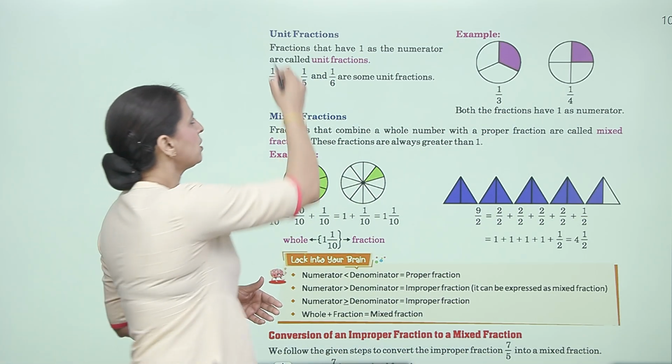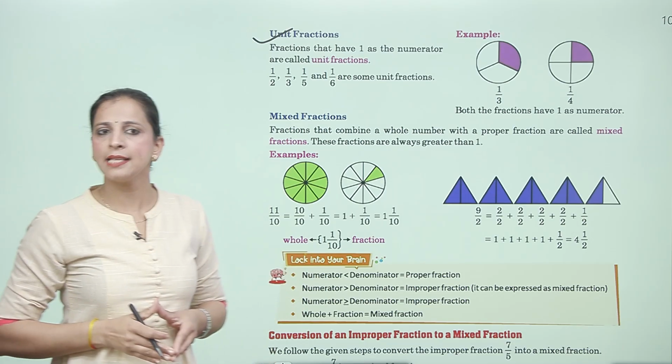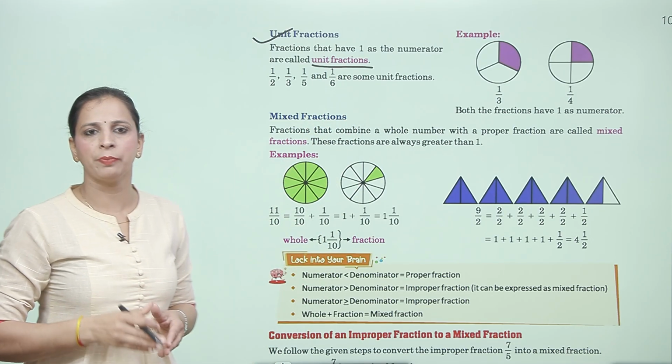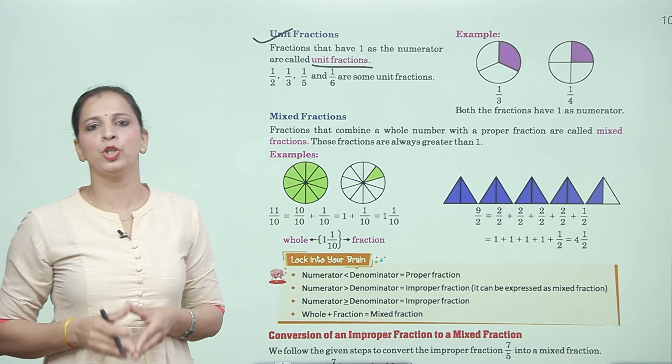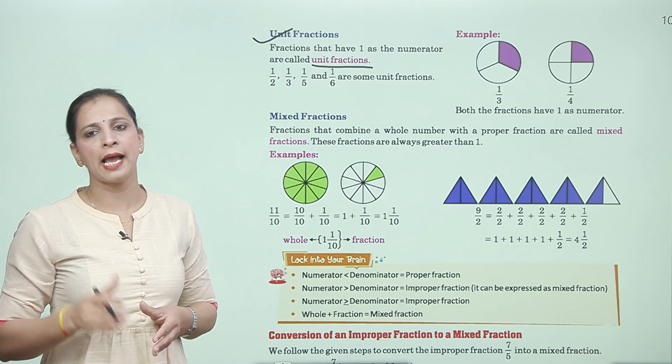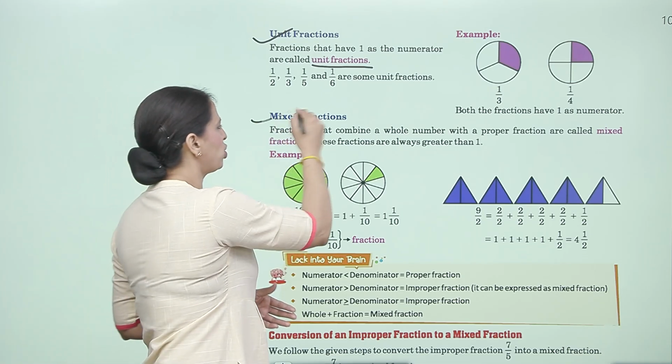Now unit fractions. Fractions that have 1 as the numerator are called unit fractions. 1 by 2, 1 by 3, 1 by 5 and 1 by 6 are some unit fractions. Example 1 by 3, 1 by 4. Both the fractions have 1 as numerator. Now next is mixed fractions.